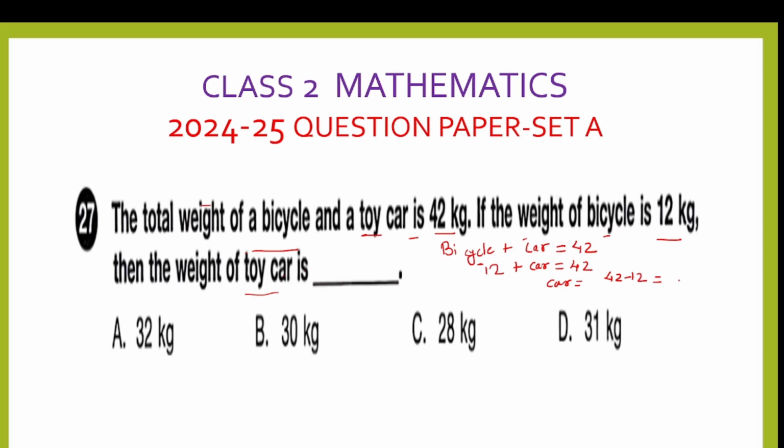So this is nothing but 2 minus 2 is 0, 4 minus 1 is 3, that is 30 kg. So the weight of the toy car is 30 kg. Therefore, the answer for this question is option B. Next question.